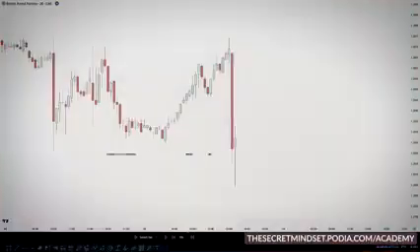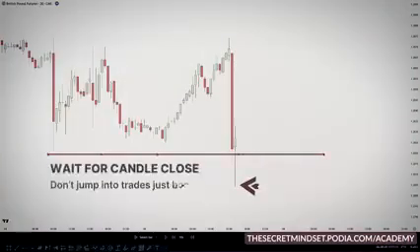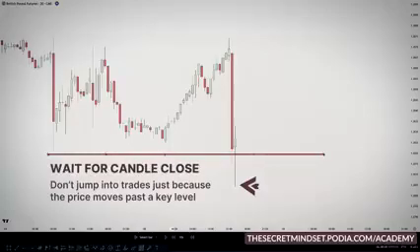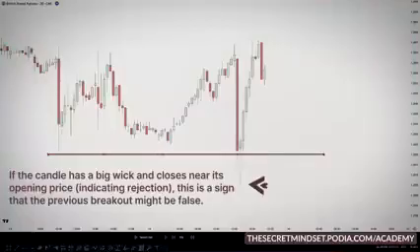Once you understand how this manipulation works, you can use it to your advantage. First, don't jump into trades just because the price moves past a key level. Instead, wait to see how the candle closes. If the candle has a big wick and closes near its opening price, indicating rejection, this is a sign that the previous breakout might be false. You can then consider entering a trade in the opposite direction.